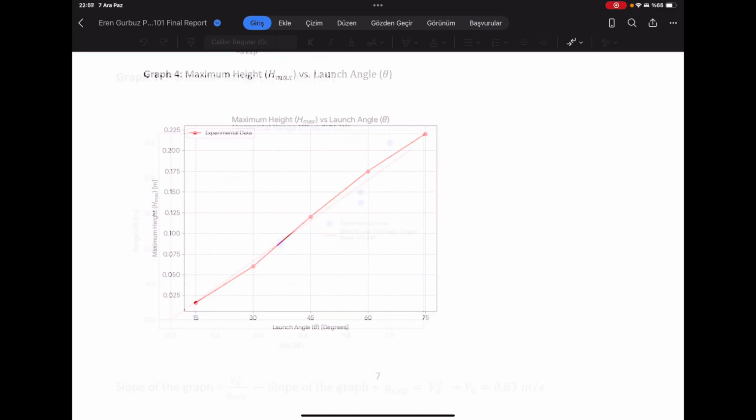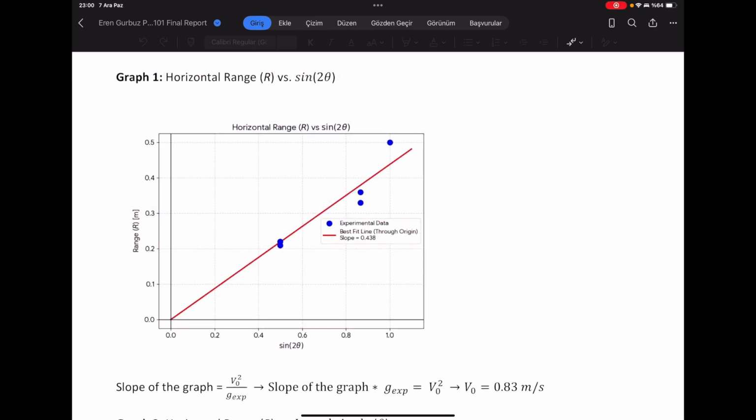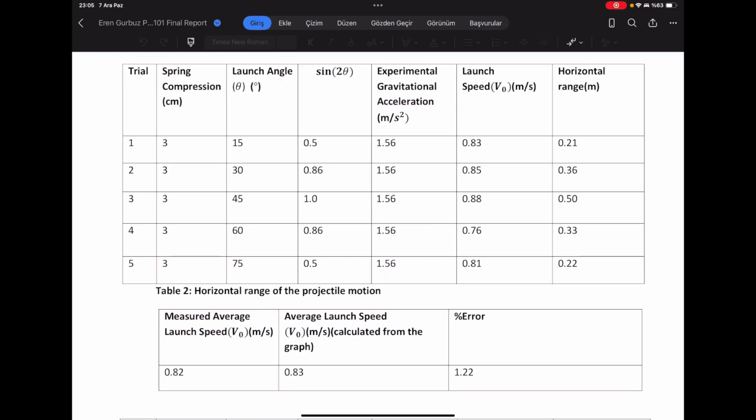Therefore, among the tested angles, the projectile reaches its highest point at 75 degrees, where the square of sin theta is the largest. From the slope of graph 1, we can find that the initial launch speed of the projectile motion is equal to 0.83 meters per second. However, we have found from table 2 that the measured average launch speed for our projectile motion is 0.82 meters per second.